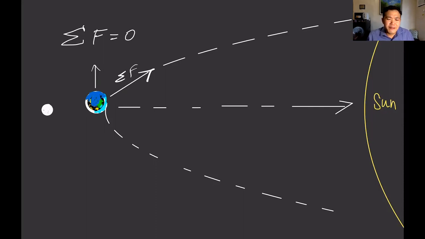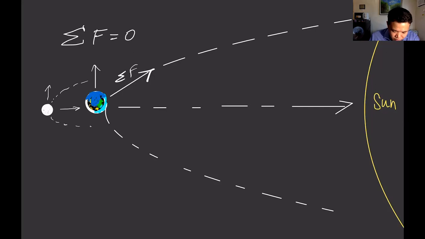We have inertia. Now, as you can see, the moon is also attracted towards the center of the Earth. But of course, the moon has its own direction. So in a way, it will just orbit around the Earth.